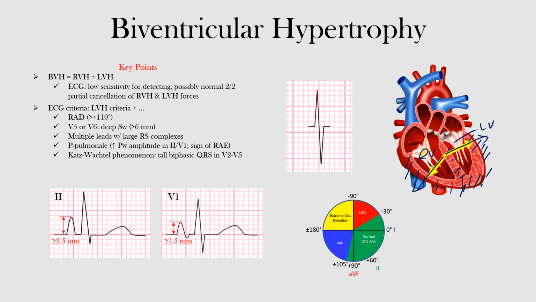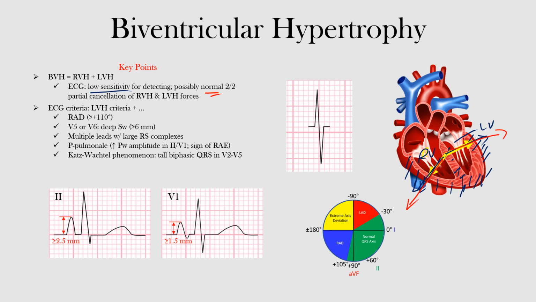And we're saying that the EKG has a low sensitivity because if these are spreading in the opposite direction, so we have forces going this way and going the other way, you can see that those will cancel each other out, and sometimes we can see a normal EKG. Now, despite the low sensitivity of the EKG, there are some features that may provide us some clues, and let's take a look at them.